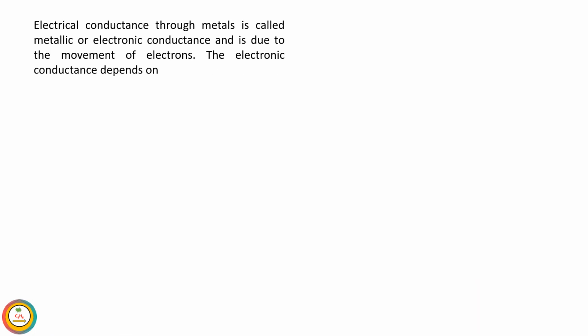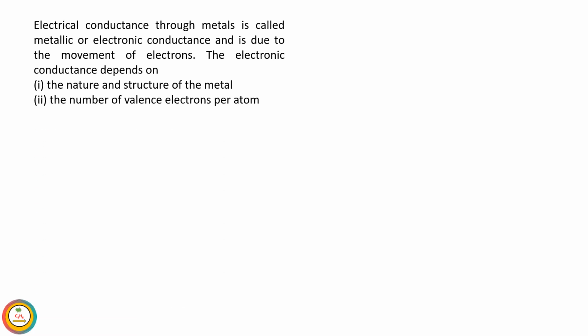Now the conductance through metal is called metallic or electronic conductance and is due to the movement of the electrons. Electronic conductance means the movement of electrons in a metal. That depends on which factors? The first factor is the nature and structure of the metal. The second factor is the number of valence electrons per atom. More valence electrons per atom indicates more conductivity.